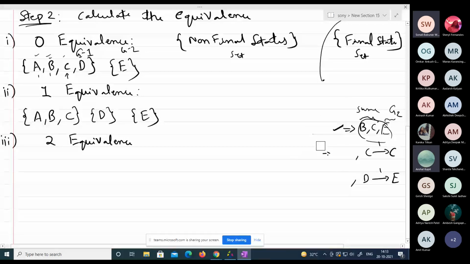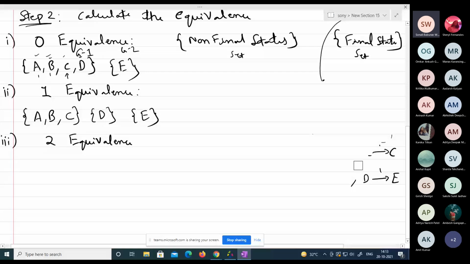This is slightly confusing, but once you practice a lot, it becomes easier. Okay, good. Now for two equivalents, I'll have to consider a pair here from my previous values. That is my one equivalence. I'm having three sets here. Set number one is ABC. Set number two is D, and the third set I'm having is the state E itself.